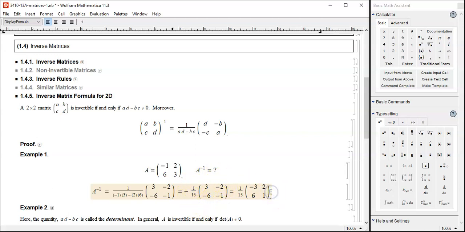You can simplify it a little bit further by removing the negatives because there are too many negatives flying around, but that's not really necessary. You could have stopped here if you wanted. That's how you find the inverse matrix.